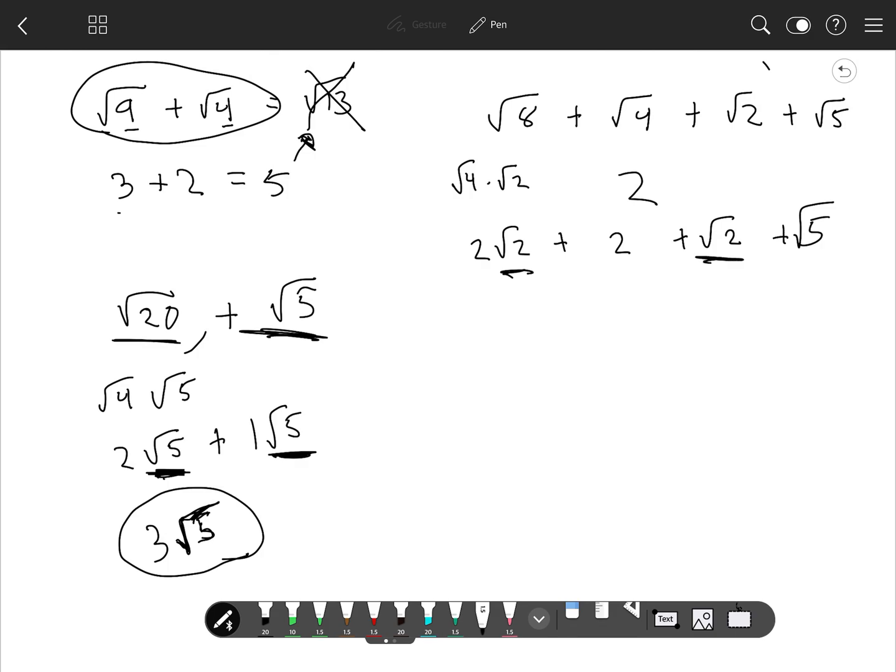Okay, so which of these can we combine together? Hopefully you're seeing a square root 2 there and a square root 2 there. So we got 2 square roots of 2 plus 1 square root of 2. That's 3 square roots of 2 plus 2 plus the square root of 5. That's as simple as you can get it.